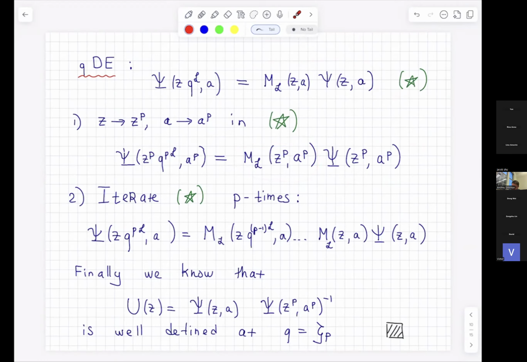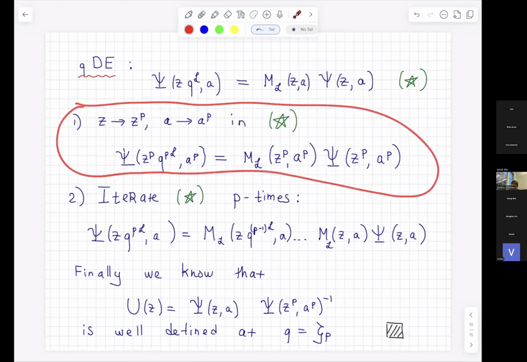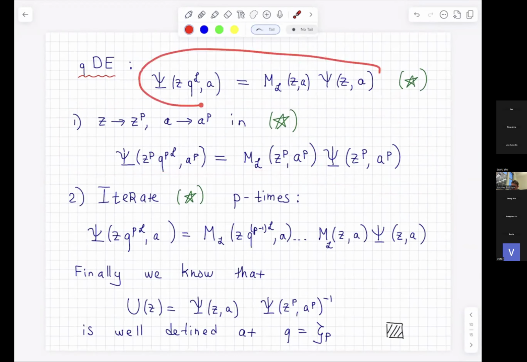Or, so you can do this thing, or you can do a different thing. You can take this original q-difference equation and iterate it p times. So instead of shifting by q, you shift by q to the power p. And if you iterate this q-difference equation p times, then the shift by q to the power p results in this product of M matrices.